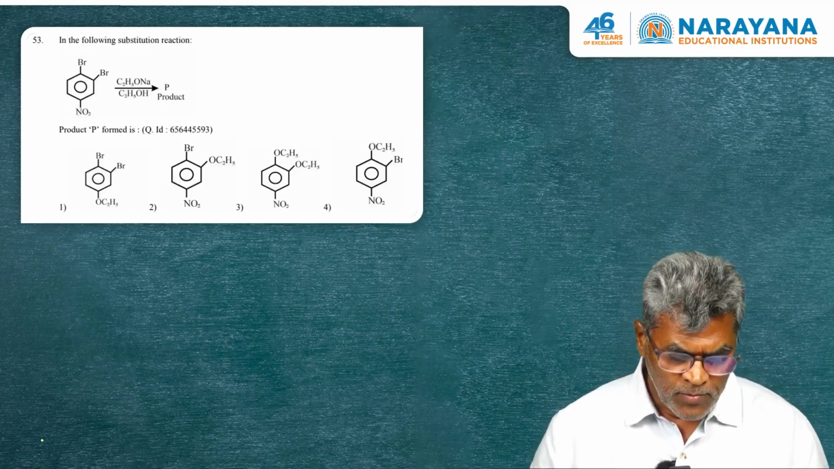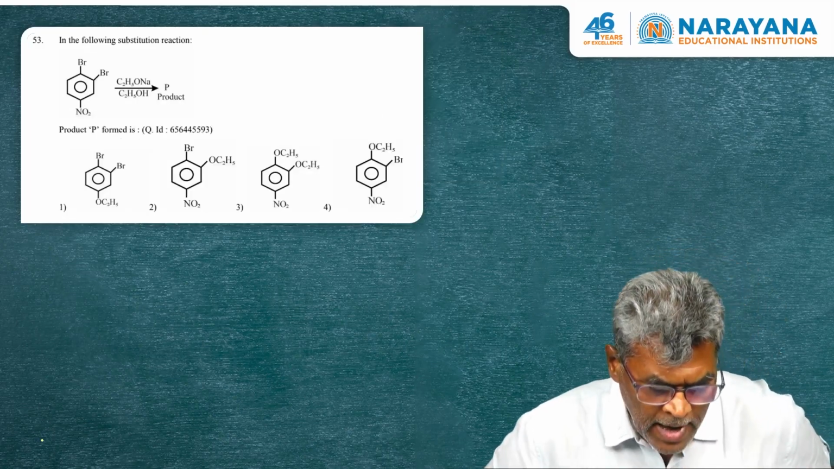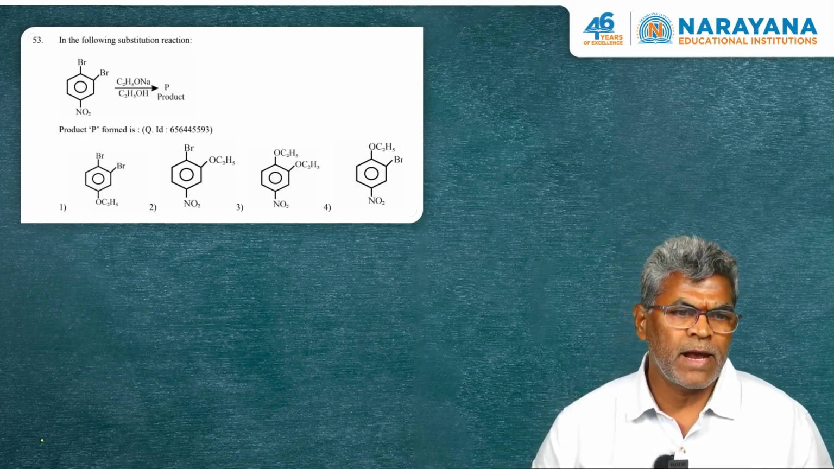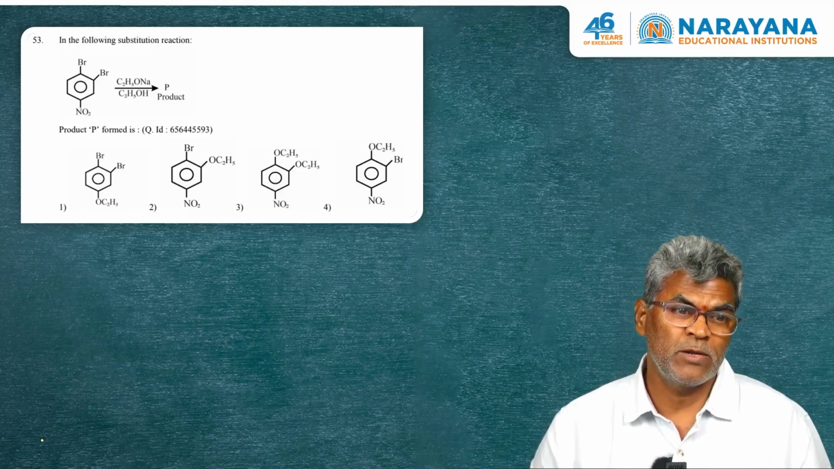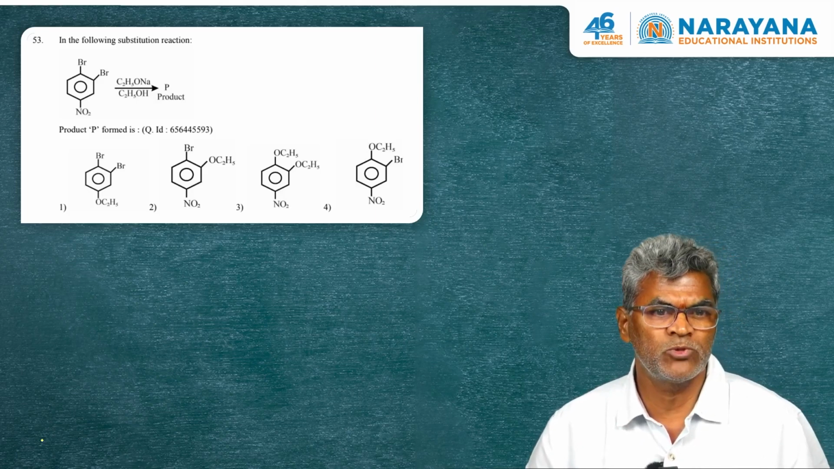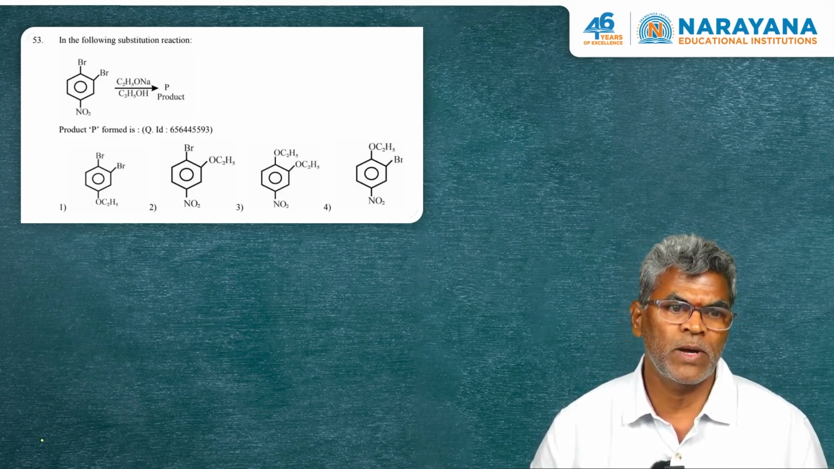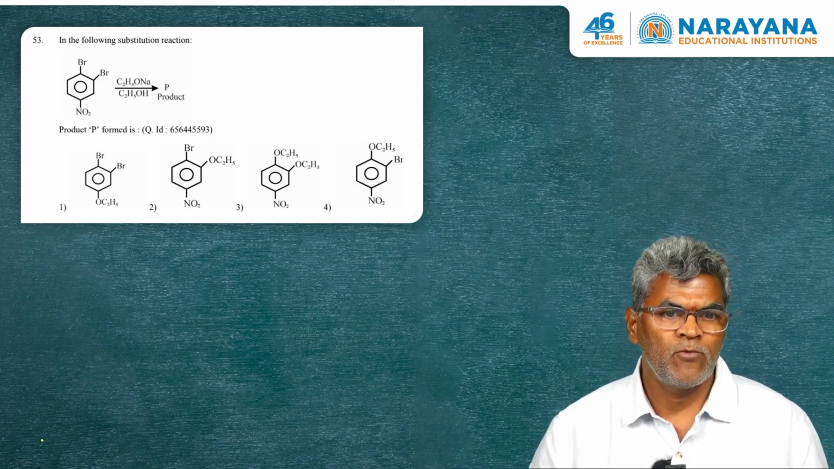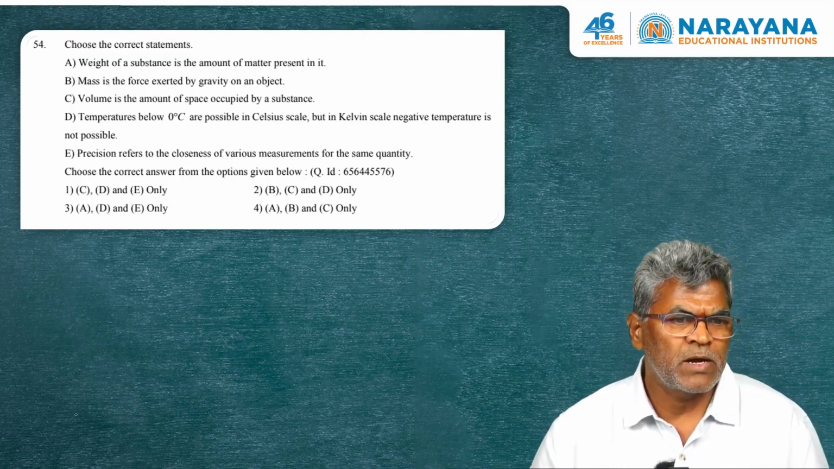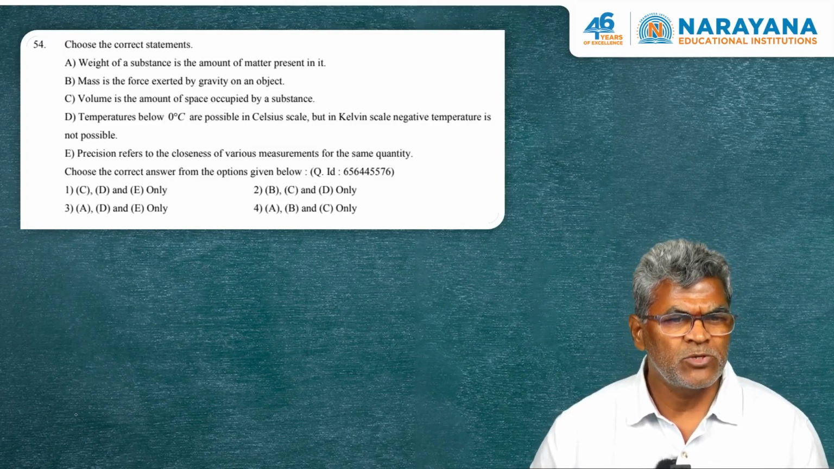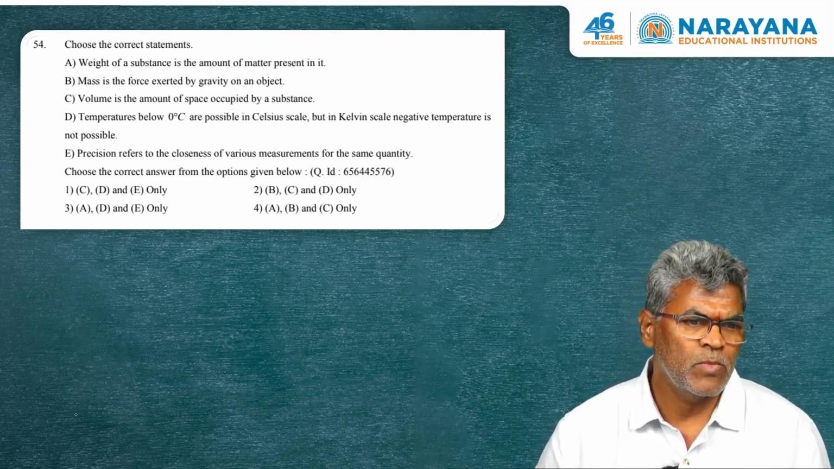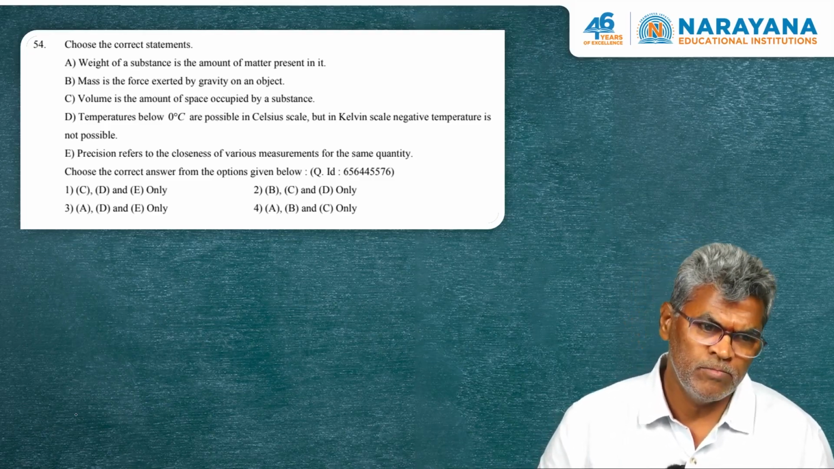Next, 53 question. Aryl halides containing electron withdrawing groups like nitro group with respect to halogen at para position or ortho position undergo nucleophilic substitution reaction through the SNAr mechanism. Therefore, the option will be 4. 54th question is theory based. The correct options will be C, D, E. So, your key will be 1.